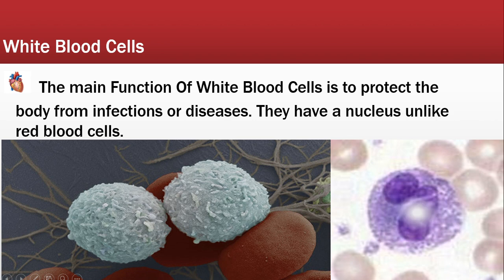So in these two pictures, in the first picture you can see a white blood cell clearly. And in the second picture you will be able to see something taken under a microscope. So this is the difference you can see.